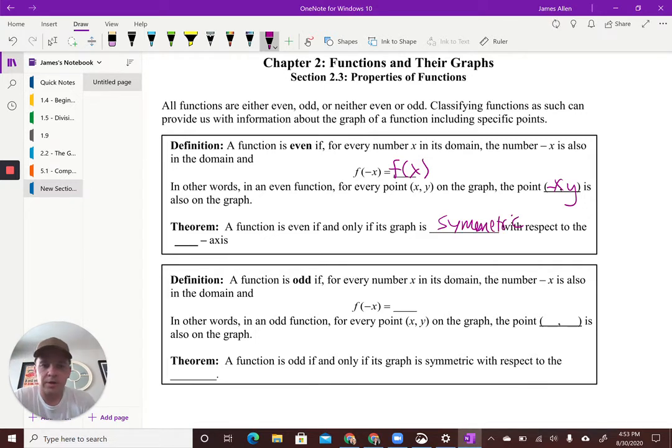I ran out of room there. That looks terrible. With respect to the y-axis.